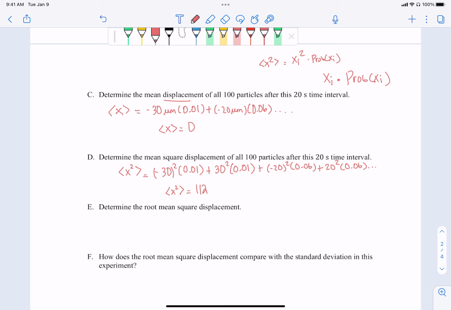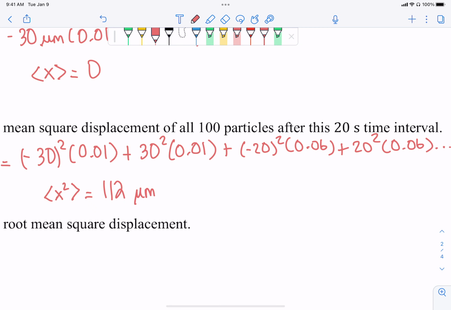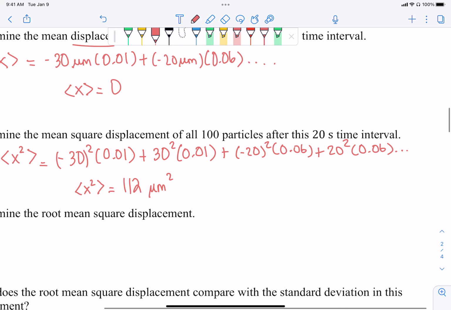The units in this case would technically be micrometers squared, because this will be in micrometers, and so if you square that, it'll be micrometers squared. And then this is just technically a scalar value, so it doesn't really have any units. 0.01 is unitless, and so you'll end up with micrometers squared technically for your mean squared displacement.